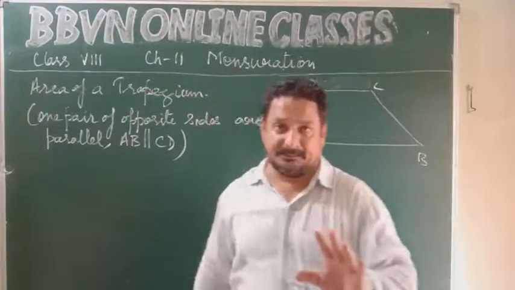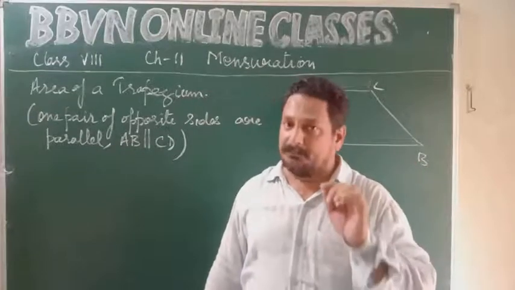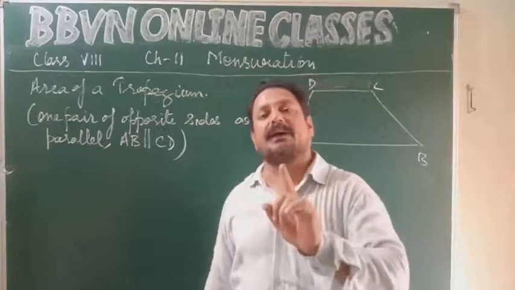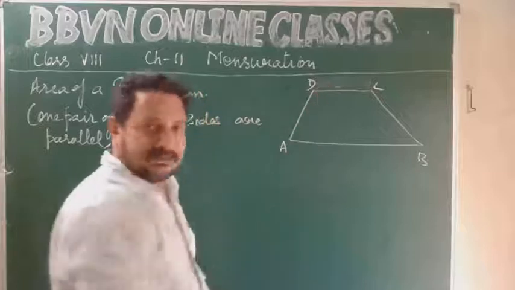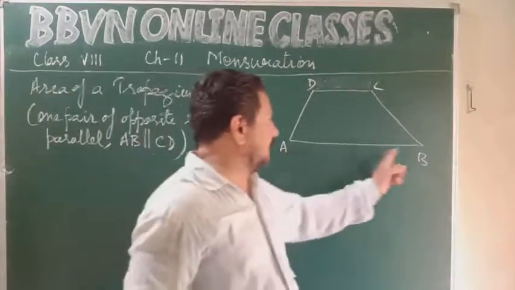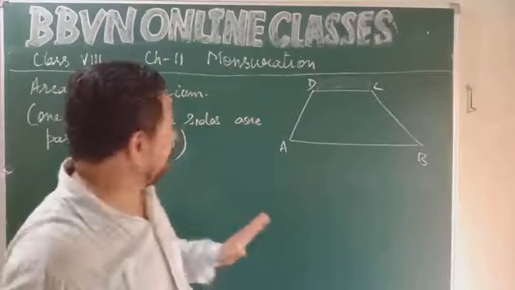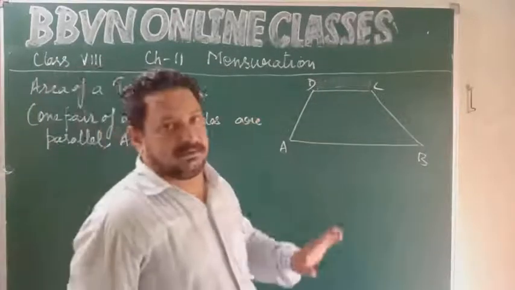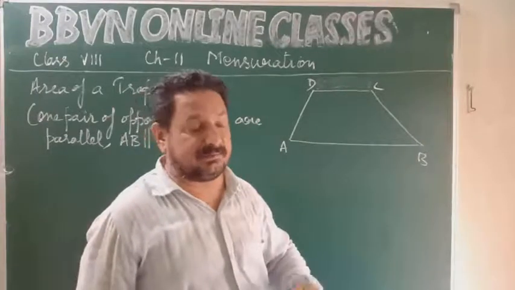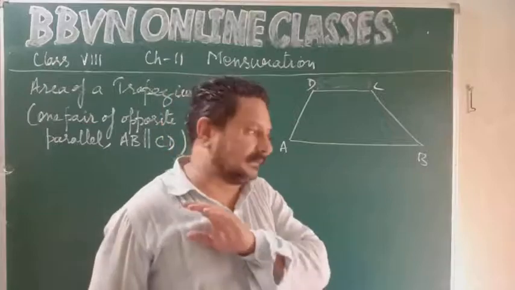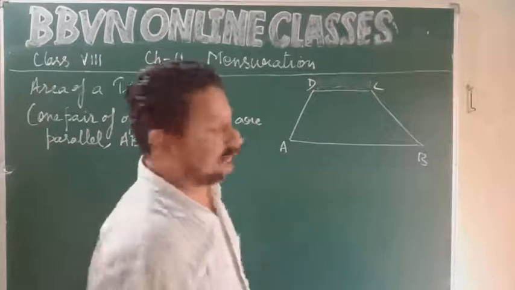What is a trapezium? It is a quadrilateral. Quadrilateral means four lateral sides, but there is a condition: one pair of opposite sides are parallel. Like ABCD, it's a quadrilateral. Now here, if I say side AB is parallel to side DC or CD, whatever you say, one pair is parallel. So this figure is called a trapezium. How to find the area of this trapezium? We will develop a formula. Don't just memorize or cram up the formula. Try to understand how that formula came into existence.